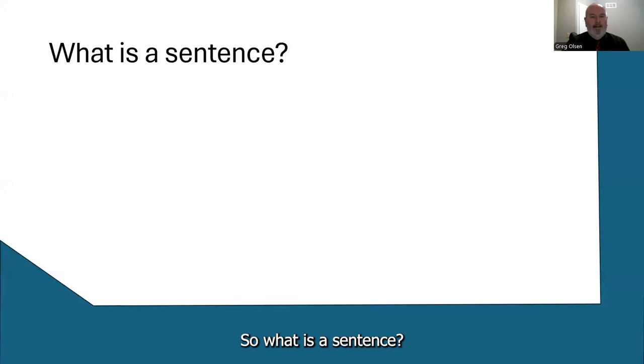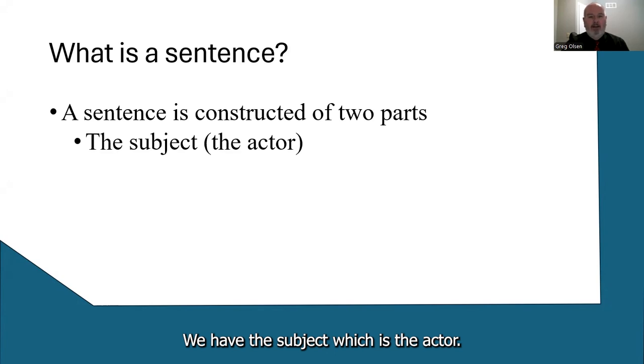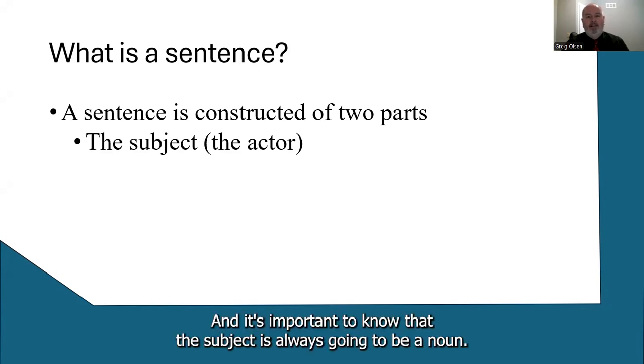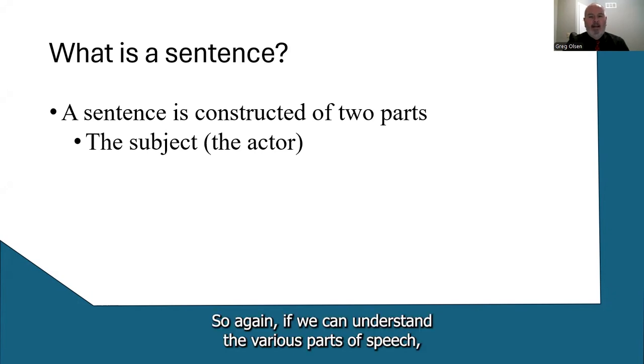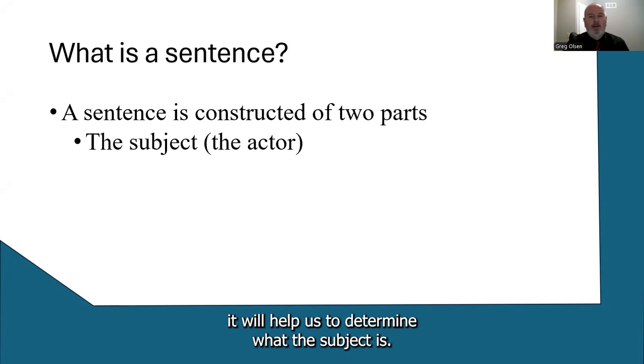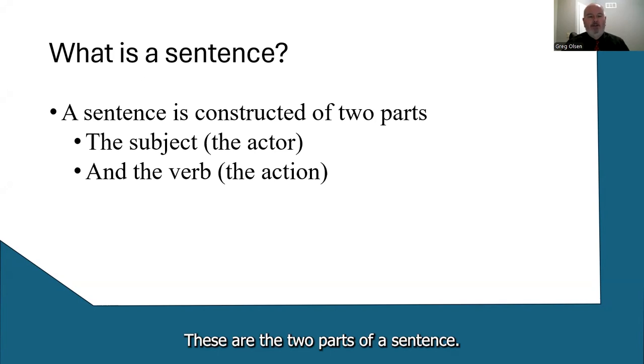So, what is a sentence? Well, a sentence is comprised of two parts. We have the subject, which is the actor, and it's important to know that the subject is always going to be a noun. So, not all nouns are the subject, but all subjects are nouns. So, again, if we can understand the various parts of speech, it will help us to determine what the subject is. Along with the subject, we need the verb or the action. These are the two parts of a sentence.